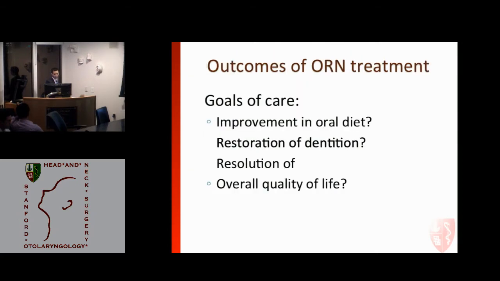So what are the goals of care when we treat these patients? One is clearly to improve their oral diet. A lot of these patients come in either PEG tube dependent or at least partially G-tube dependent. Restoration of dentition is a secondary goal, but it is something that we talk about, and it's something that I'm learning more about this year. Fortunately, we collaborate a lot with Stanley Liu now to try to see how we can do a one-stop shop in restoring dentition as best as possible. And overall quality of life is important, right?